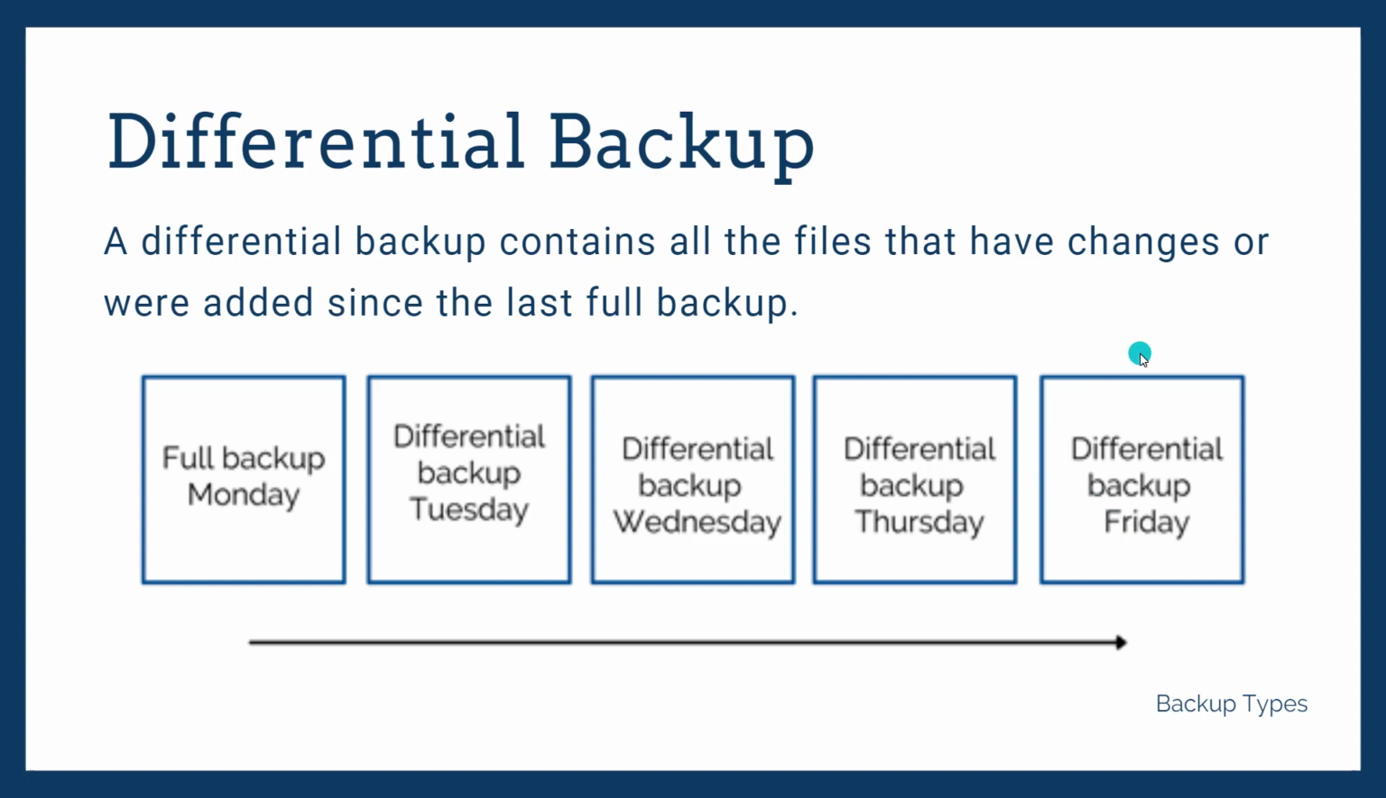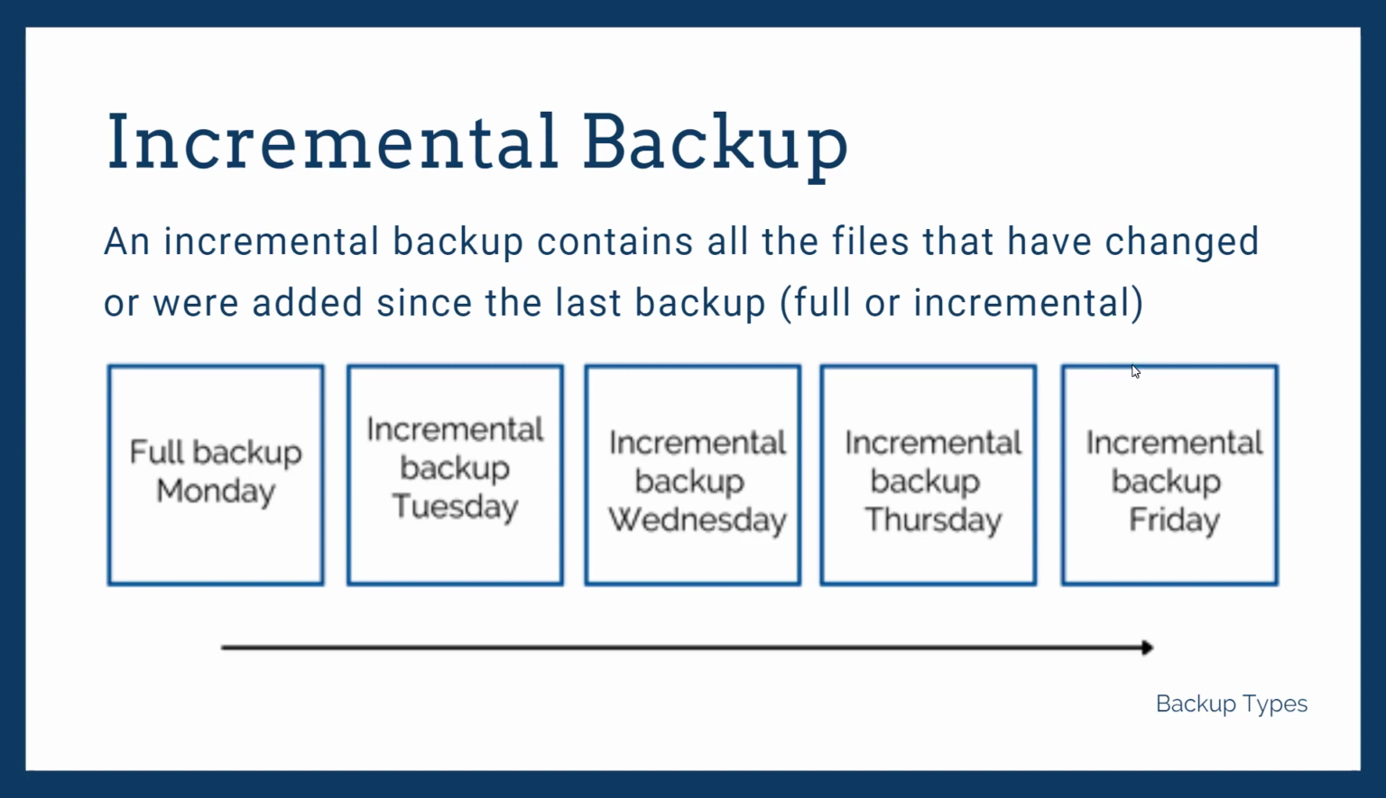The next type of backup is called an incremental backup. And this is a backup that contains only the files that have changed or were added since the last backup, whether that backup is a full backup or another incremental backup. Let me illustrate. Monday, you do a full backup, just like we did with the differential. You're always going to have a full backup, okay? And then on Tuesday, an incremental backup, which is going to contain everything that has changed or was added since Monday, right?